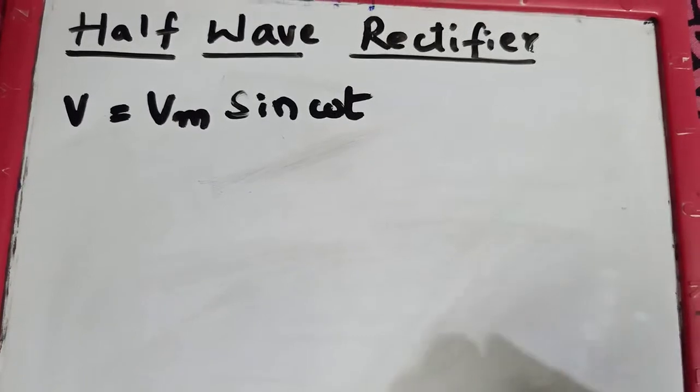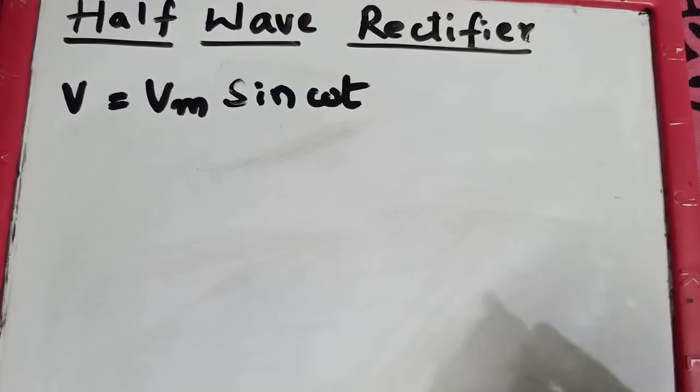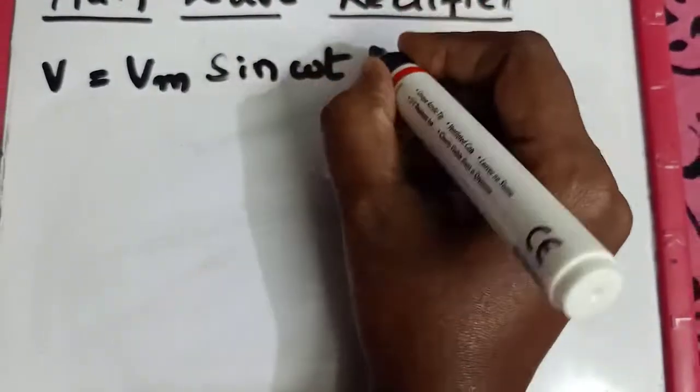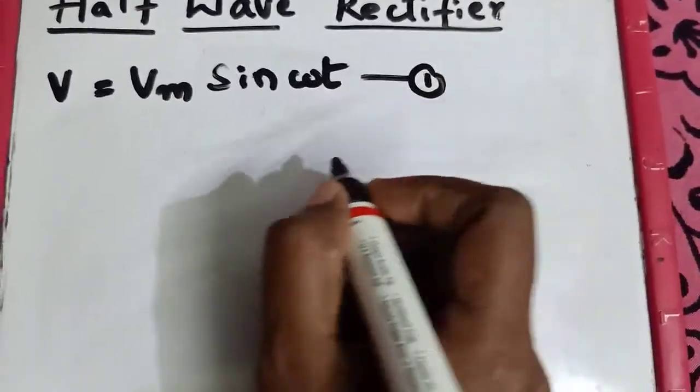This equation represents the applied voltage, V = Vm sin ωt. Let us call this equation number 1.